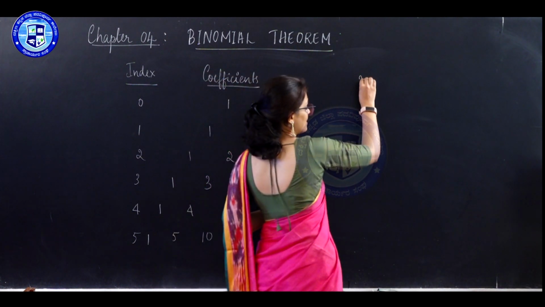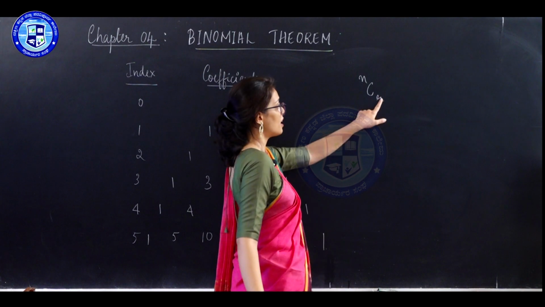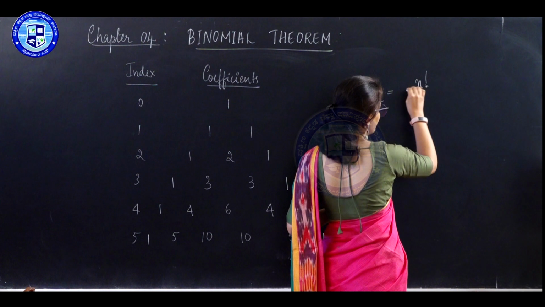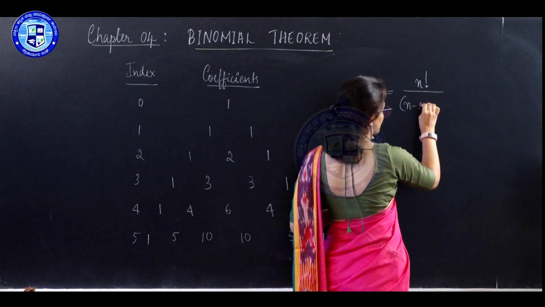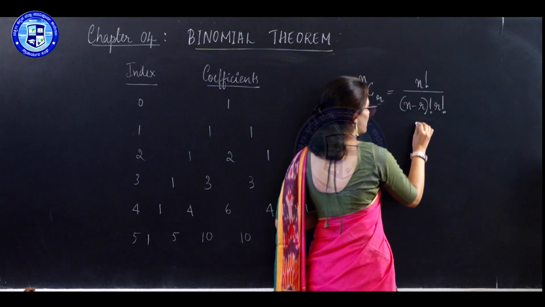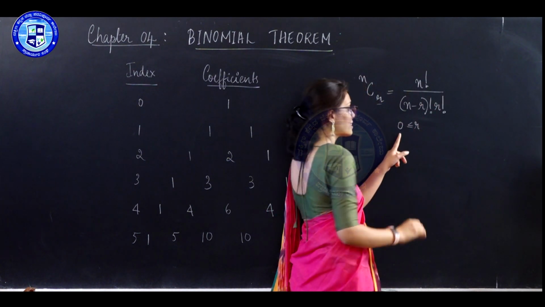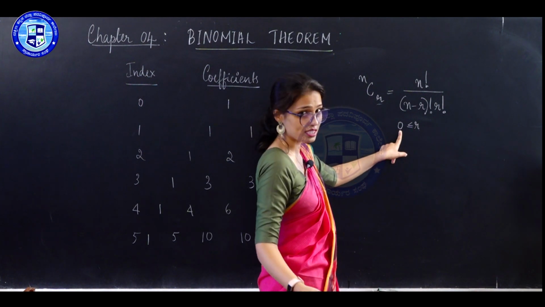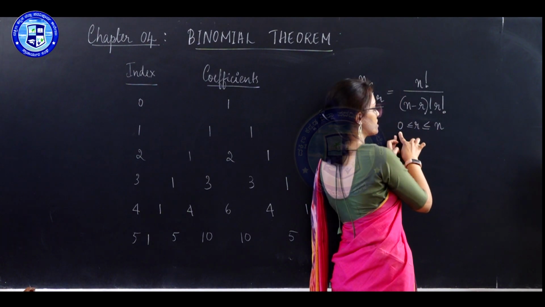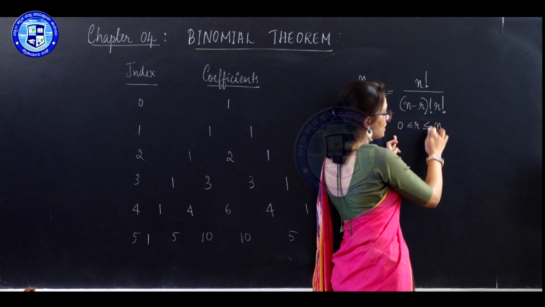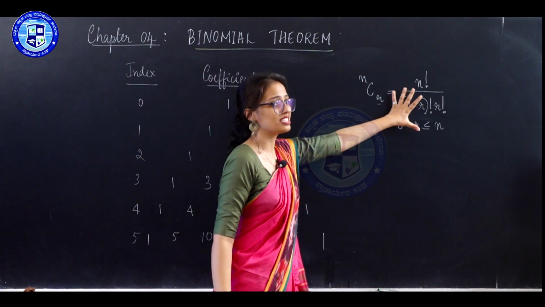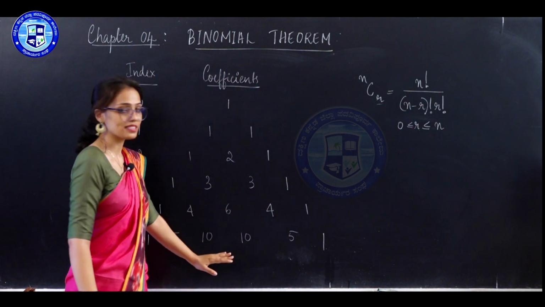We know nCr, choosing r objects from n objects, is given by n factorial divided by (n minus r) factorial into r factorial. And this value r can be any positive integer from 0 to n. It can be equal to 0, 1, 2, 3 up to the term n. Okay? So now let us make use of this formula and try to get these numbers.